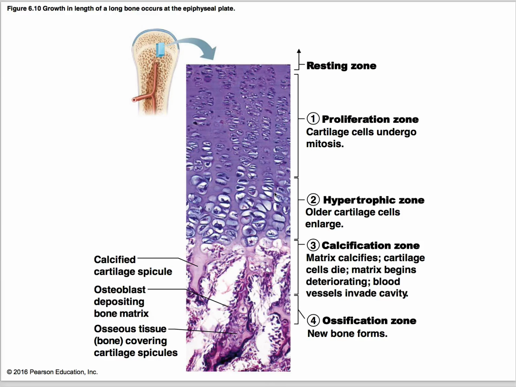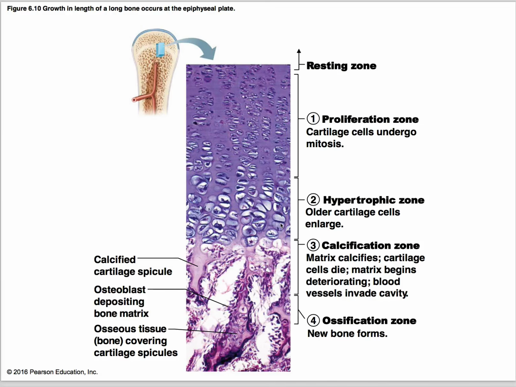As more and more cartilage forms over here, it's eventually going to get ossified. So this is what they're talking about: as more cartilage is laid down, the ossification occurs. You get more cartilage and then more ossification. So again, this is how this bone is going to lengthen.